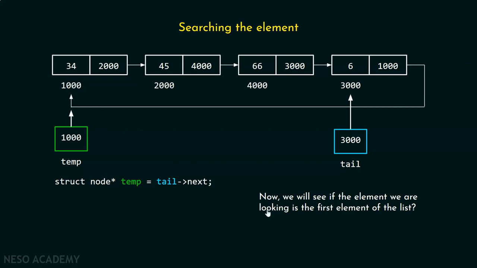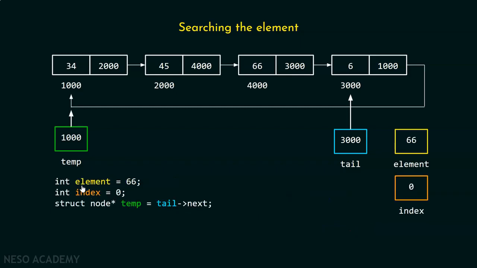In order to traverse this list, we definitely need a do-while loop, right? First, we have to declare an element variable which must be assigned with 66 because this is the element we are looking for. And there is an index variable also which must be initialized by 0, right? Because we know that the index of the first element is 0, the index of the second element is 1, the index of the third element is 2. That is why it is important to initialize this index variable by 0. After this, there must be a temp variable, which is nothing but a pointer, and it must be assigned with tail next so that it can point to the first node of this list.